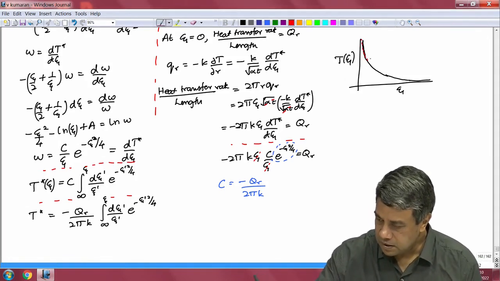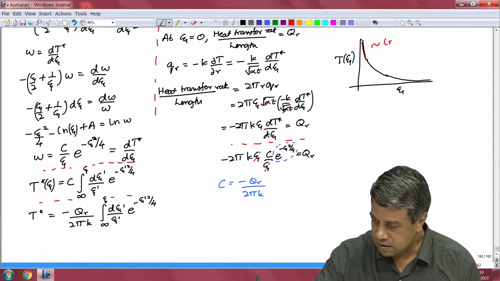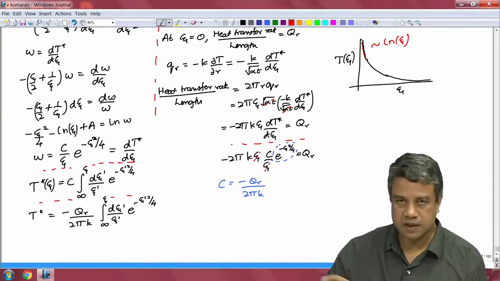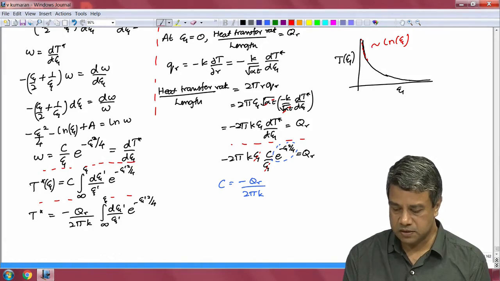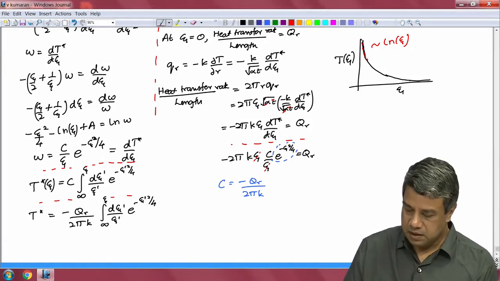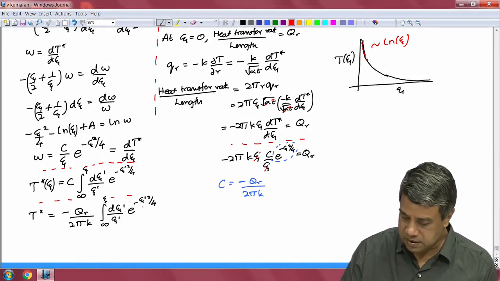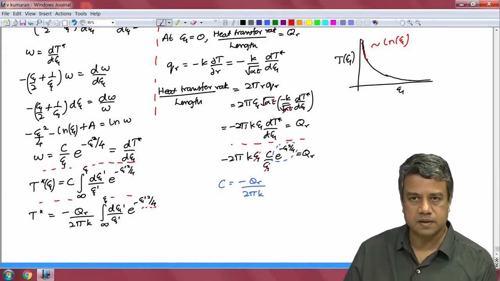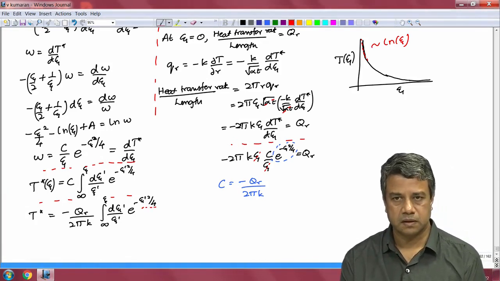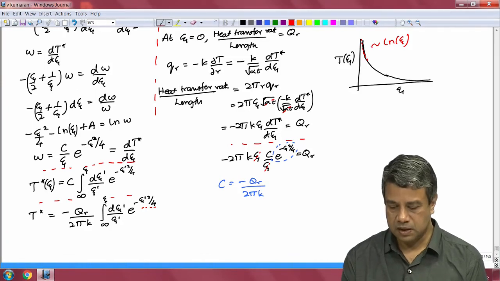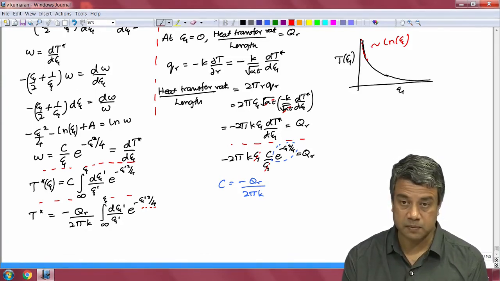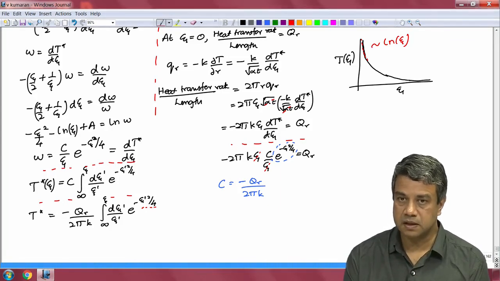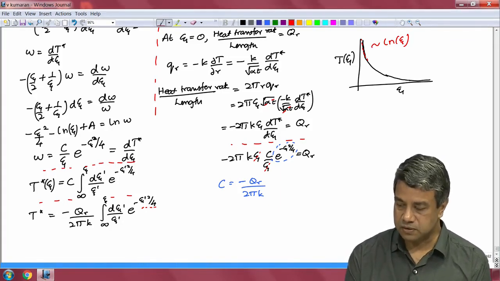This diverges as the logarithm of psi, because as psi goes to 0, this term here goes to 1, and I have integral of d psi by psi, and that will go to infinity. So, the temperature itself goes to infinity, the heat flux also goes to infinity.